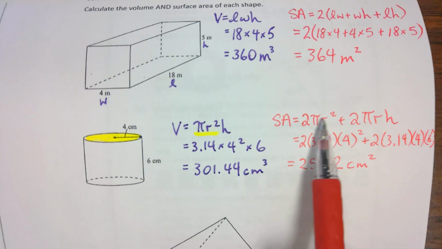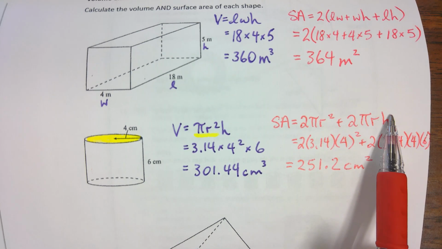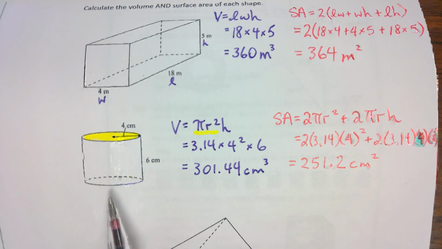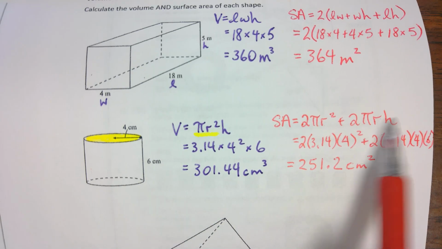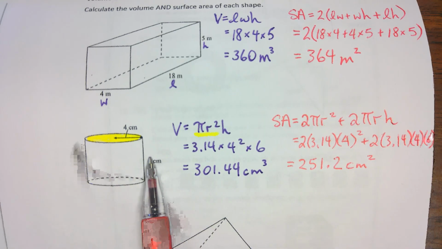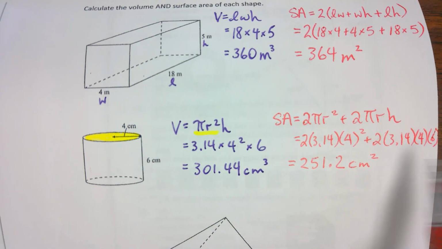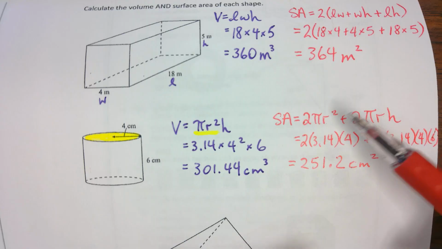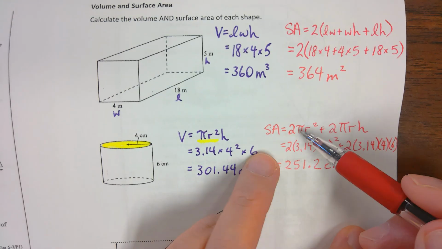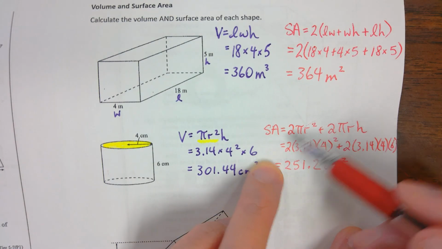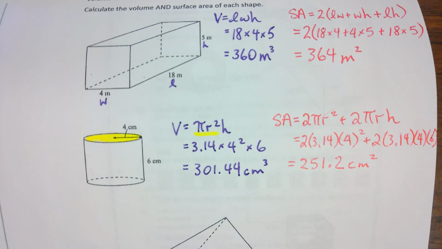If you take a look at this formula and break it down, this is the top circle, this is the bottom circle, and then this is the lateral surface, which is the middle, and which is just the label itself. So if I only want the label's area, then I would take out this part of the formula.